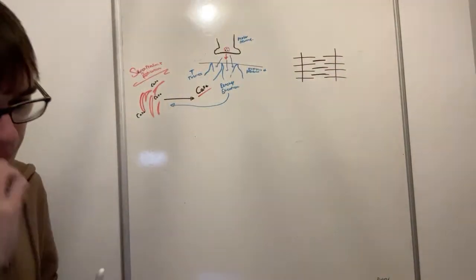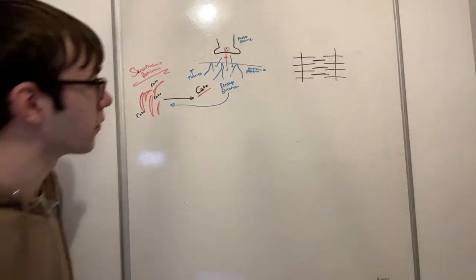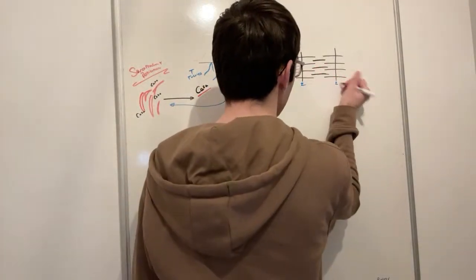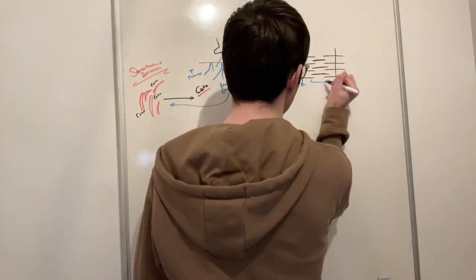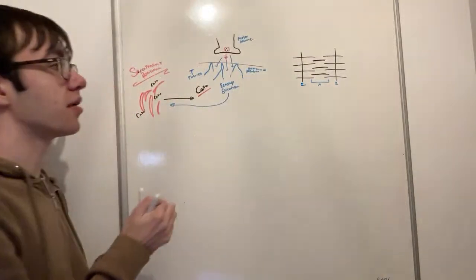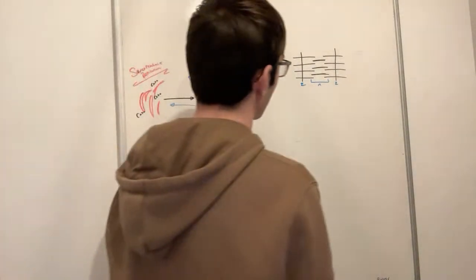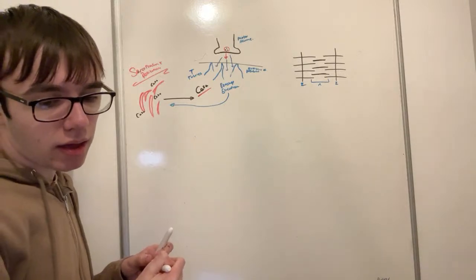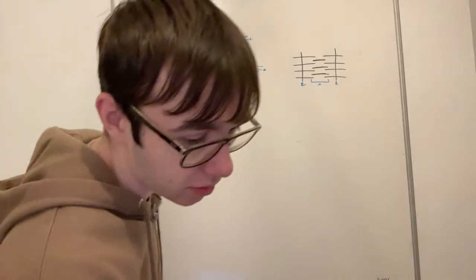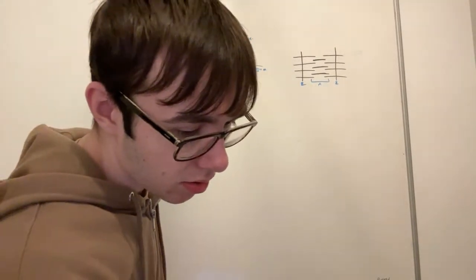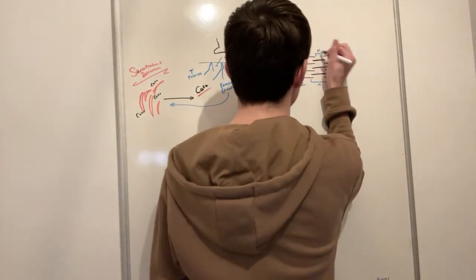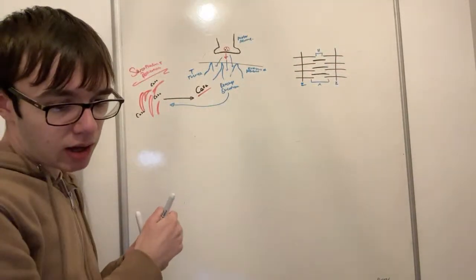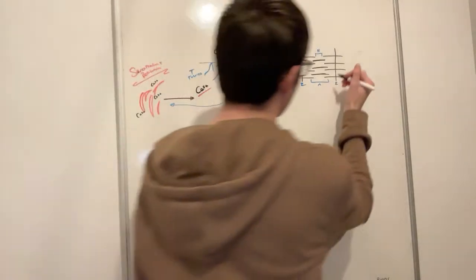Okay, so we have our Z bands. We have our A band, which is both actin and myosin. We have our I band and H zone. Okay, I need to Google this. So the H zone is specifically where it's just myosin, and the I band is just the actin.